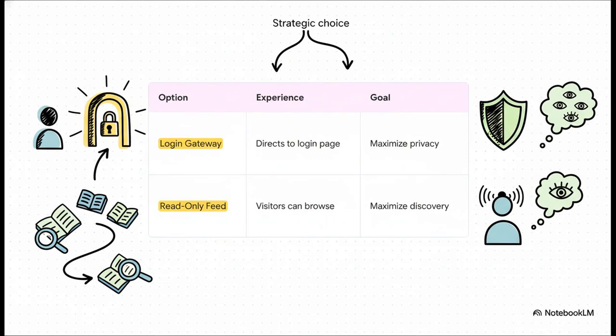And you can get even more specific. For example, what happens when someone who doesn't have a UID just stumbles onto your site? Well, you can show them a simple login gateway if you want to prioritize privacy and security. Or you could show them a read-only newsfeed, letting them browse around and see what's happening, which is great for maximizing discoverability and tempting them to join. The point is, it's about giving founders real strategic choices.